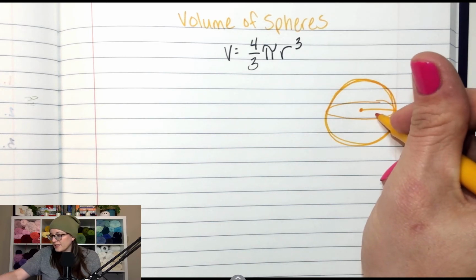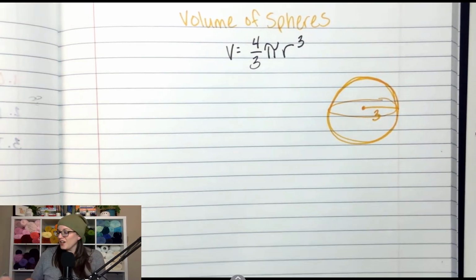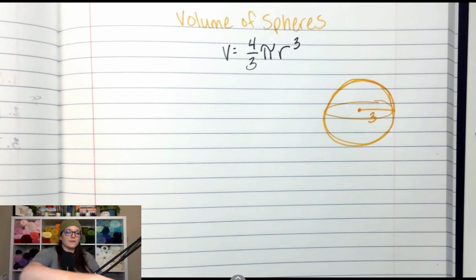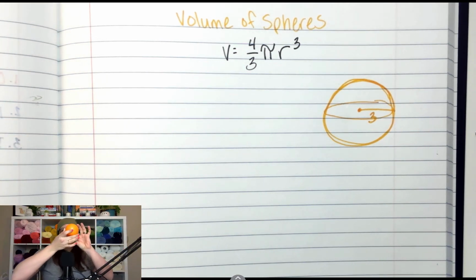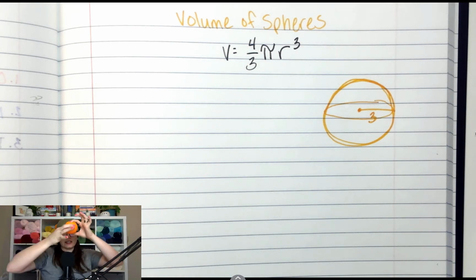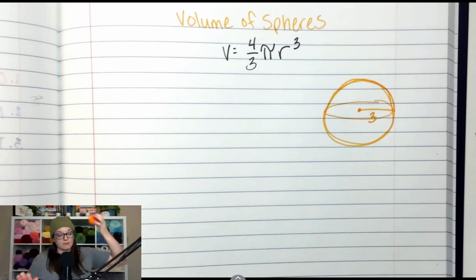Let's make radius 3. It doesn't really matter for this because we're going to use a calculator. All right. So radius is 3. We know that from the very center to the outside edge is always 3. So from here to here is 6. So every distance straight through the center is 6. And that's what makes it a sphere because it's perfectly round in that way.